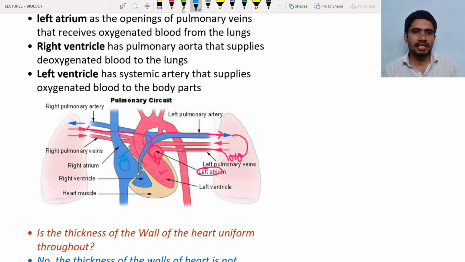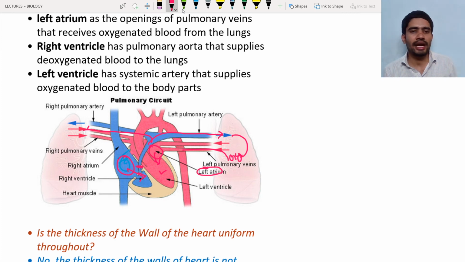This is the chamber that brings deoxygenated blood from all the body parts into the right atrium. From the right atrium, it will be pumped to the right ventricle through the tricuspid valve. From the tricuspid valve, the blood enters the right ventricle. From the right ventricle it goes to the lungs by a blood vessel known as the pulmonary artery. At the starting of the pulmonary artery, you will see another valve.